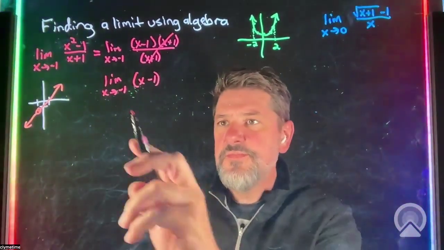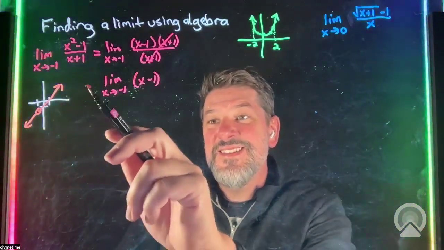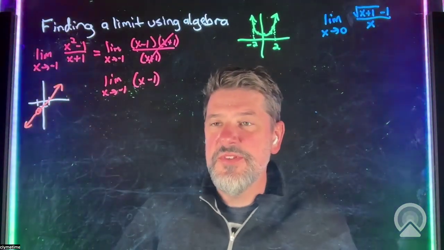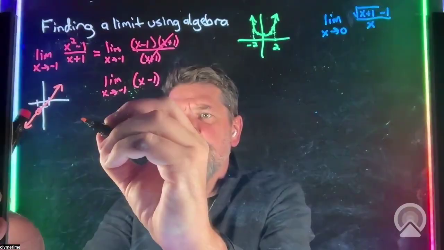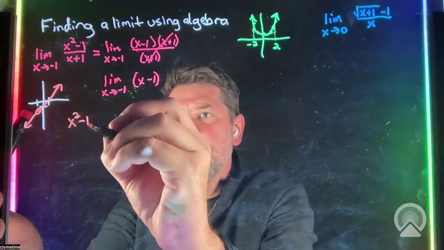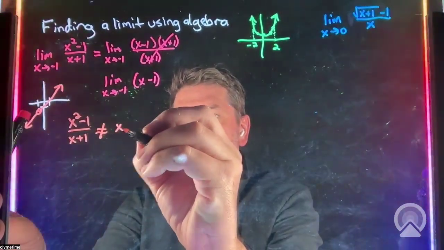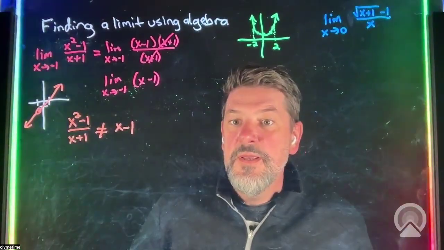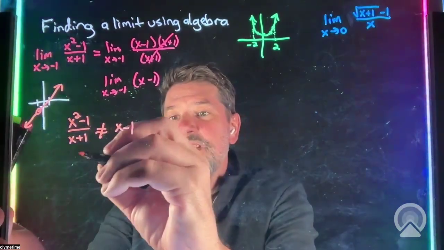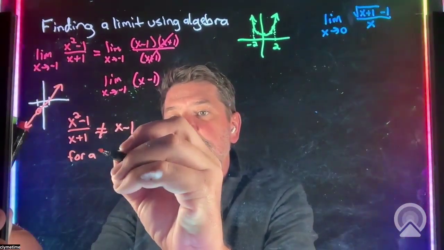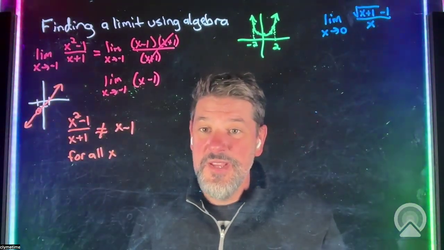So basically, the line x minus 1 is not the same thing as the original function. They're very similar to each other, but they're not the same thing. In fact, I want to actually write that in. (x squared minus 1)/(x plus 1) is not the same thing as x minus 1. They are not equal because they don't have the same y values for all x. So they're not equal for all x. However, they are equal for all x except for -1.